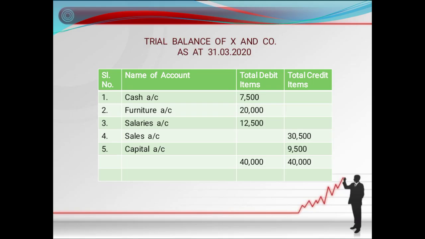Then your capital is again your liability, and liabilities are credited because the capital belongs to the proprietor. It's the money contributed by the proprietor, it's a liability for the business, and liabilities are credited, that is why it has a credit balance of rupees 9,500. Now you can see that when we total the debit column and the credit column, the amount comes out the same, that is 40,000.